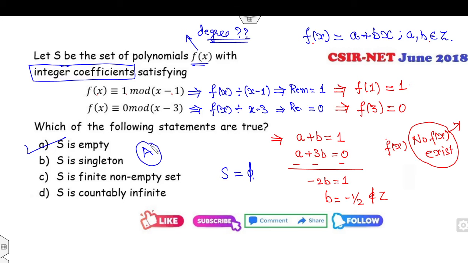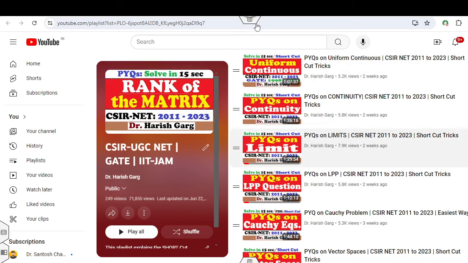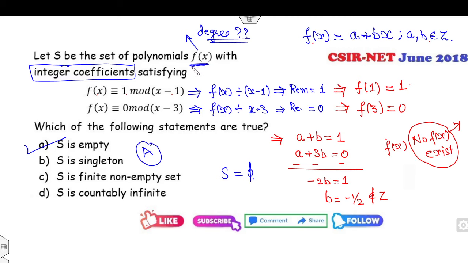A very simple example, as I told you in my previous lectures of real analysis, linear algebra, continuity, every time I choose a particular value of f(x). Fine. So you can see there is no such f(x) that exists. So it can never be singleton. It can never be finite. It can never be countable. So therefore the right answer is empty, that is the correct option.